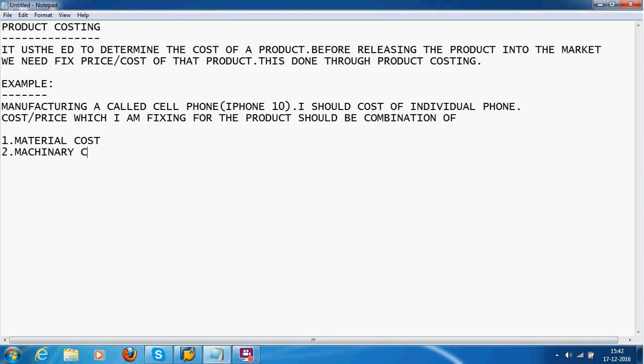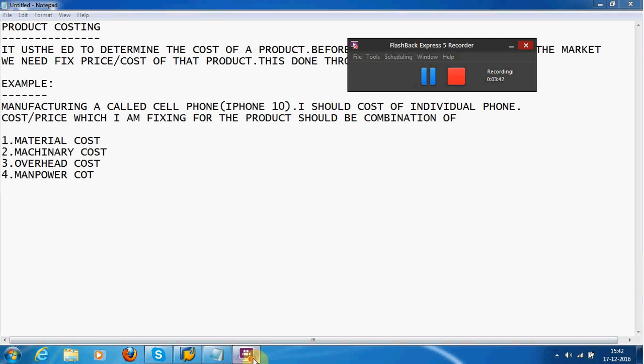Next, overhead cost should be included. Next, manpower cost. Next, electricity or transport cost. These are all indirect costs. All these costs should be included when you are fixing the price of a product.